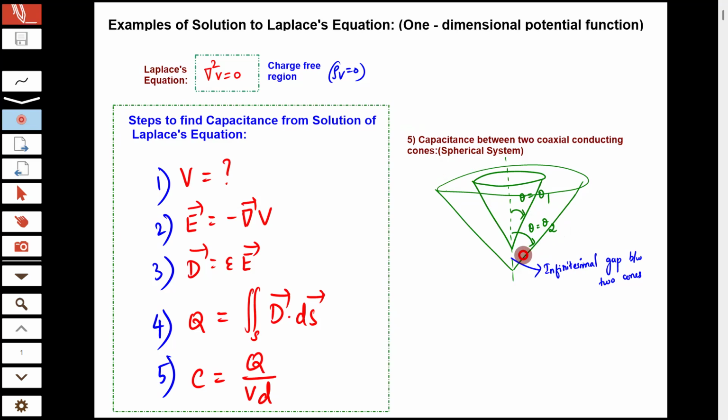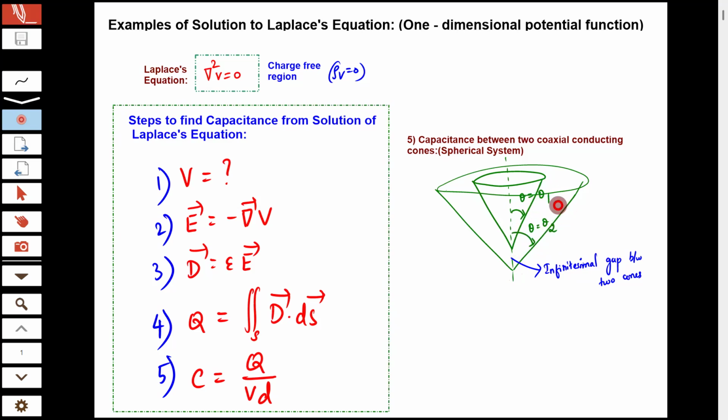One important thing to be noted here is the two cones should not touch each other, because these two conducting cones should be maintained at two different potentials. If the two cones touch each other, the conductors touching each other will maintain the potential to be same. In that case, there will not be any difference in potential existing between the two cones. So in order to have difference in potential between the two cones, there should be at least an infinitely small gap between the two. And here we are considering the angle for the first cone is theta1 and the angle for the second cone is theta2.